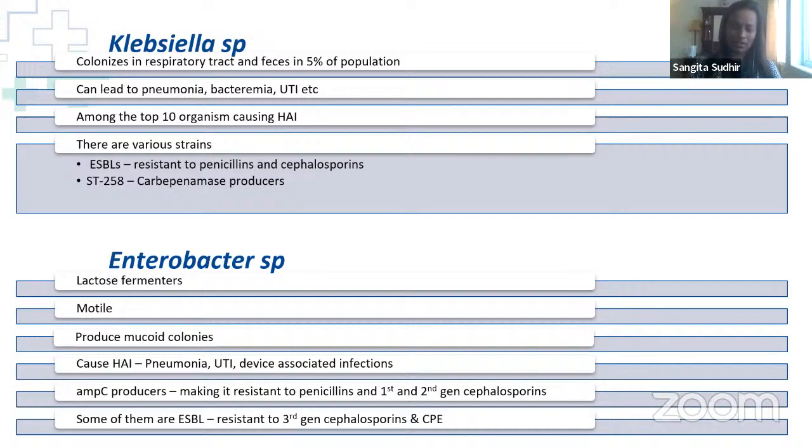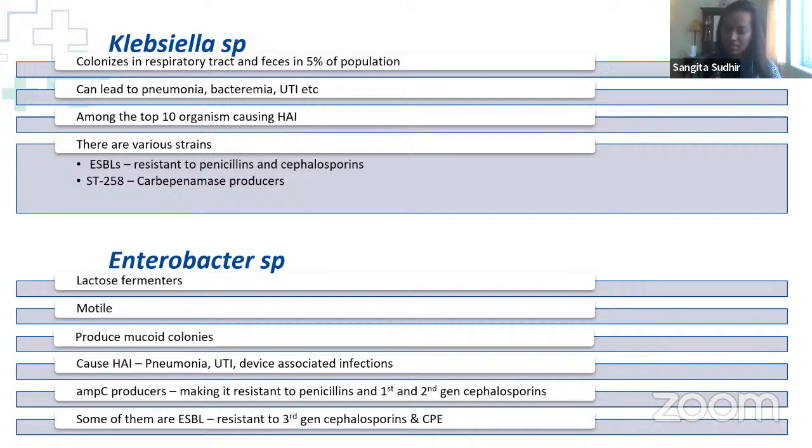So it causes pneumonia and bacteremia, UTI, etc. All of these are some basic information that I would like to give you. Klebsiella is one of the most potentially dangerous, very difficult to treat organisms because the emergence of resistance is very high among Klebsiella.